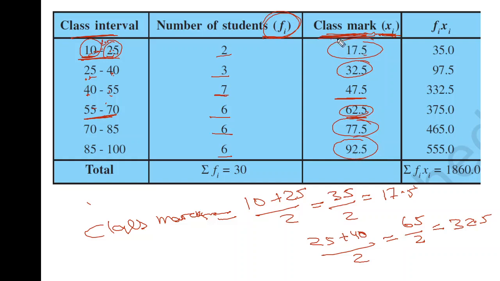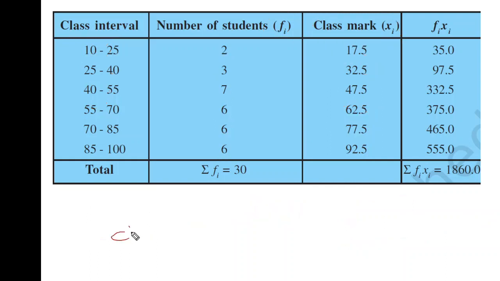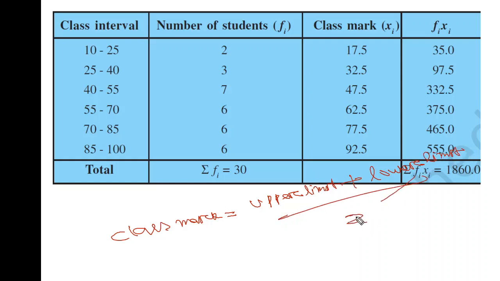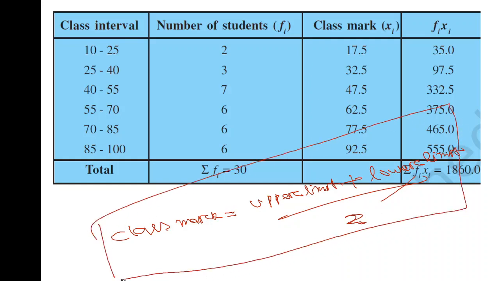Now you have found the class mark, that is Xi. There is a formula for class mark. You can write it: class mark is equal to upper limit plus lower limit divided by 2. So class mark is equal to upper limit plus lower limit divided by 2.